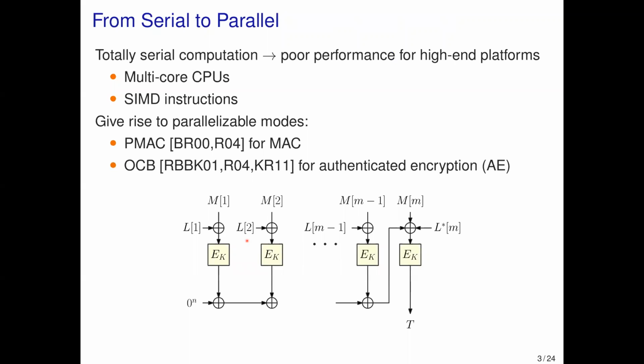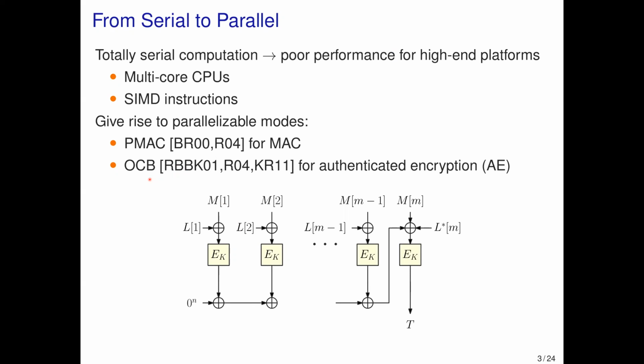Although it is efficient in terms of the number of block cipher calls, it is totally serial, hence it has a poor performance for high-end systems, such as those having multi-core CPUs or SIMD instructions available. And this poor performance is because of the lack of parallelizability. So this gives rise to parallelizable modes, for example, PMAC for message authentication code and OCB for authenticated encryption modes.